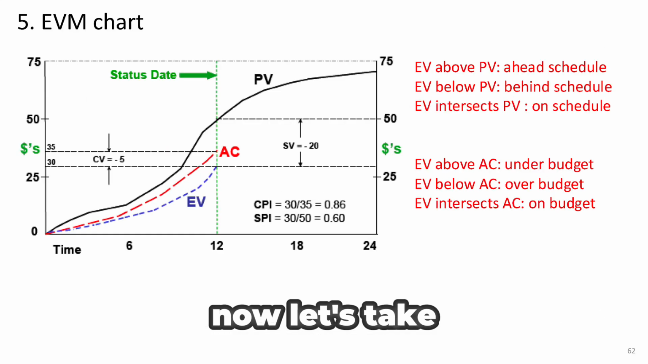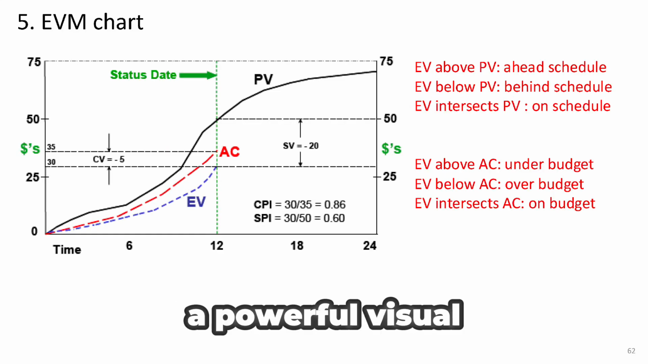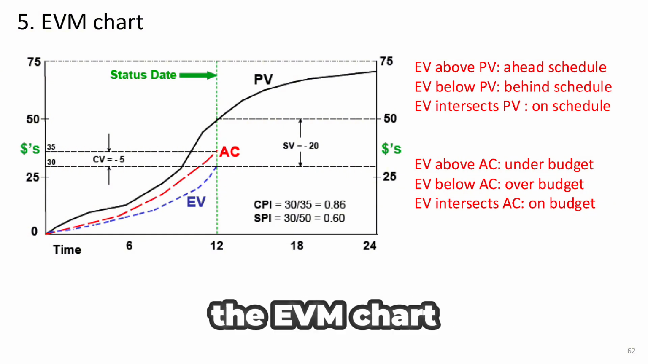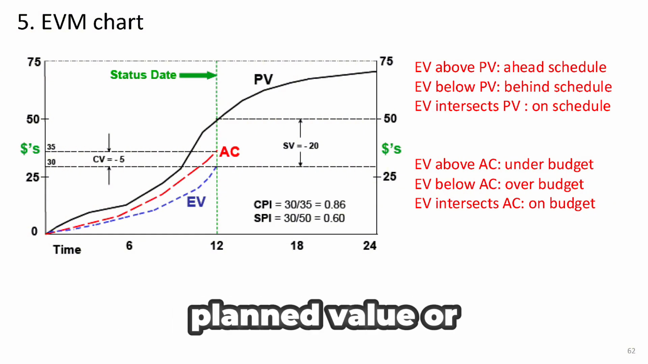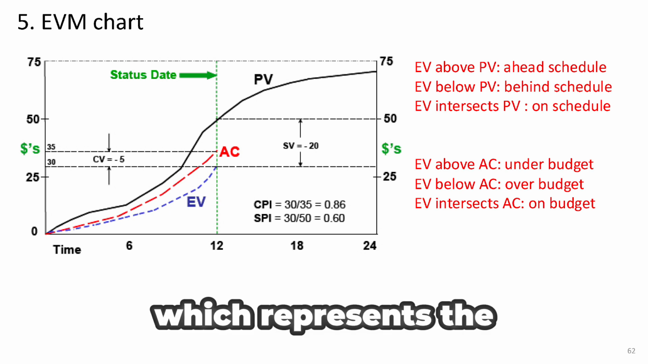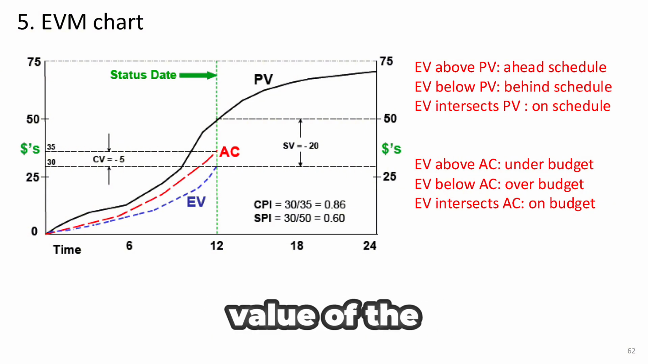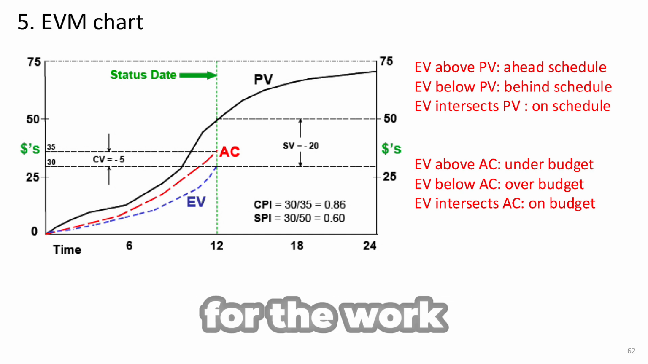Now, let's take a look at the EVM chart, a powerful visual tool for tracking project performance over time. The EVM chart typically shows three key curves: planned value, PV, which represents the budgeted amount of work that should be completed by a certain point in time; earned value, EV, which shows the value of the actual work performed based on the budget; actual cost, AC, reflects the real cost incurred for the work done.